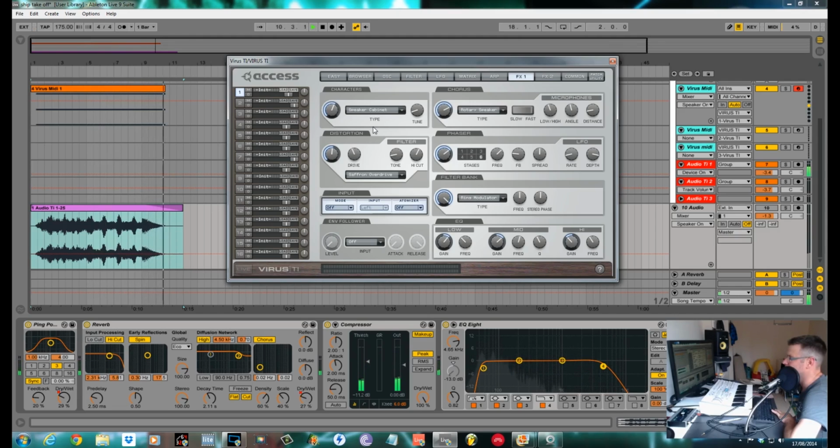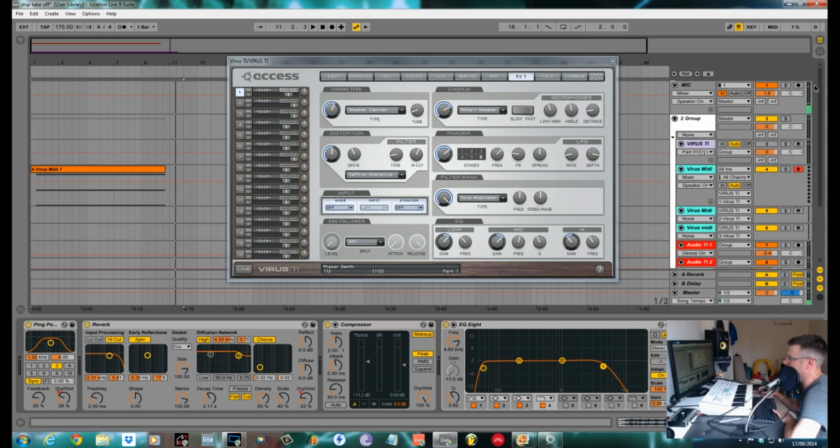My BPM for this session was 175, so if you are trying to make this sound for yourself, just so you can get to grips with the Virus more, that's the BPM I had it on. If all the movement in that sounds a little bit slower, make sure you've got it on 175. So for the effects, that is it.